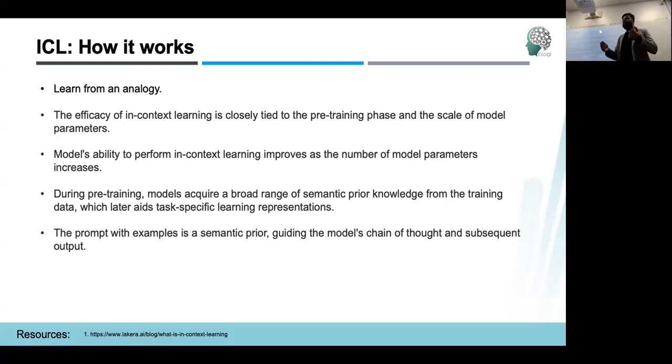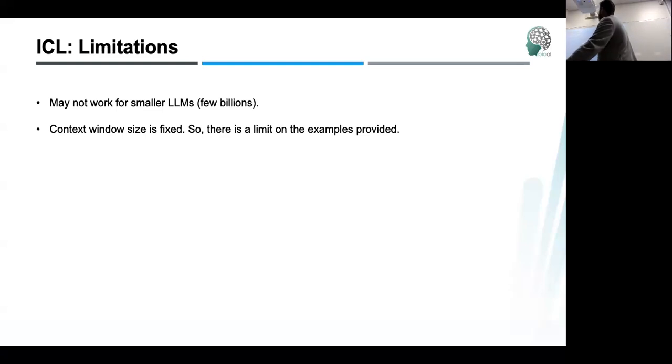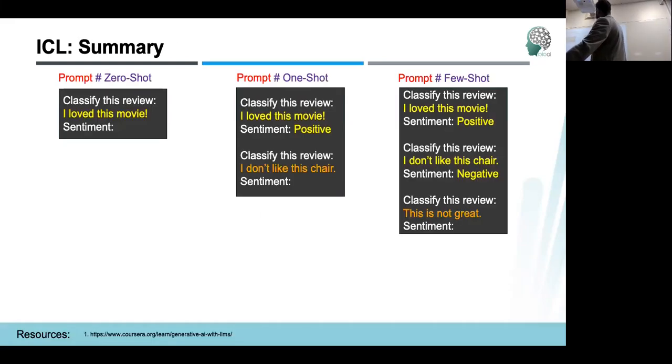If it's a smaller LLM, it might not work. So the limitations are, again, that if your LLM is smaller, it might not have seen that many tokens, and it does not have the capacity to train that much, and hence it might not work for in-context learning. And since the context window size is fixed, there is a limit on how many examples you can provide. Even with GPT-4, where this limit has increased, there's a cost attached to it at inference time. So in summary, we have three types of ICL: zero shot, one shot, and few shot, where you provide zero examples, one example, and more than one example.